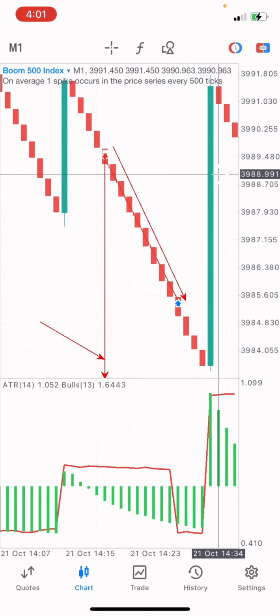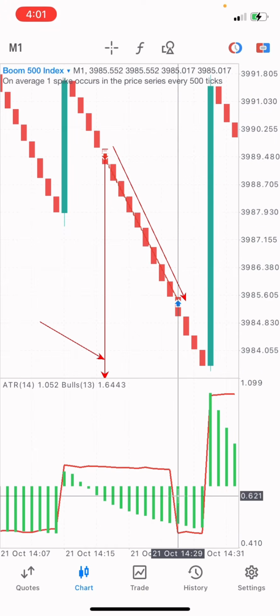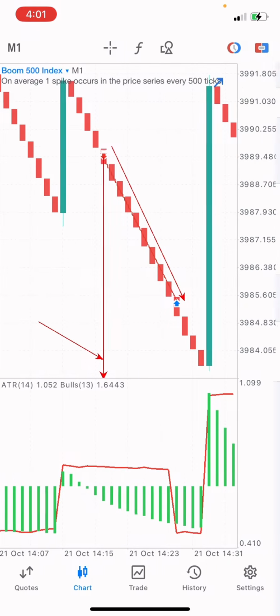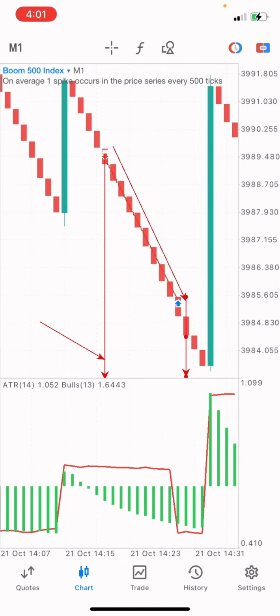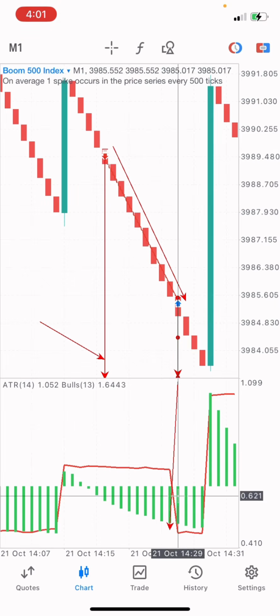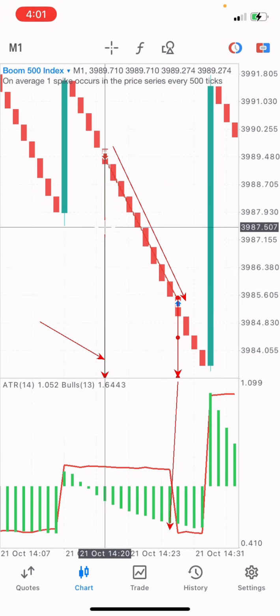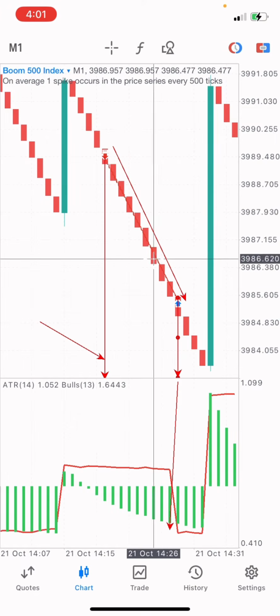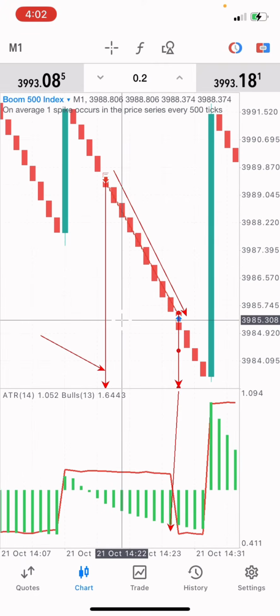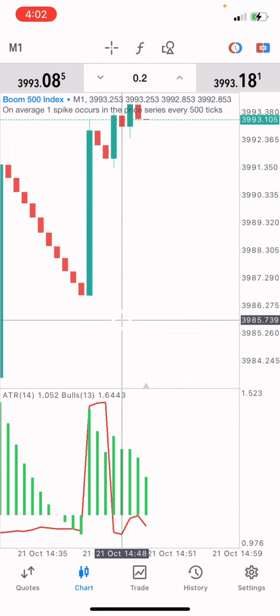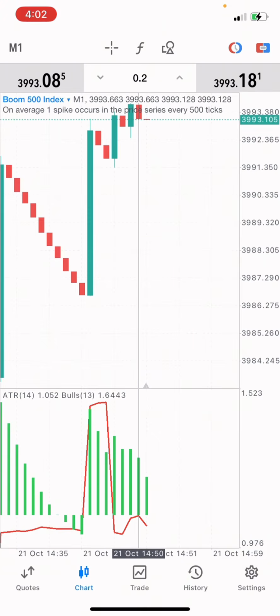Look at it. If you see here, I exited the market at this point. Let me put another arrow so that you can see I exited the market right here. At this point I exited the market. That was the last candlestick I took before I exited, and from here to here is about 10 candlesticks from this market, and I used a lot size of 0.2.